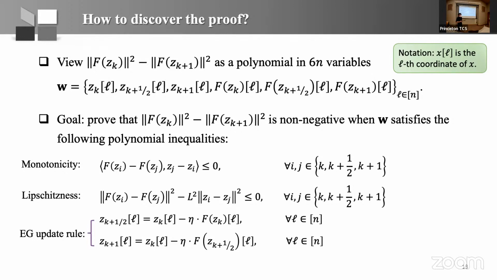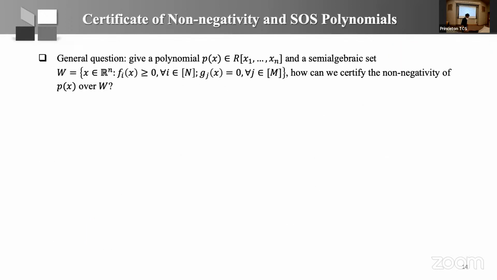And so my goal is I want to prove some polynomials non-negative over another set that's defined by polynomials. Okay. So I would like to take a little detour to talk about how you can do this in general, and we have some experts on sum of squares here.